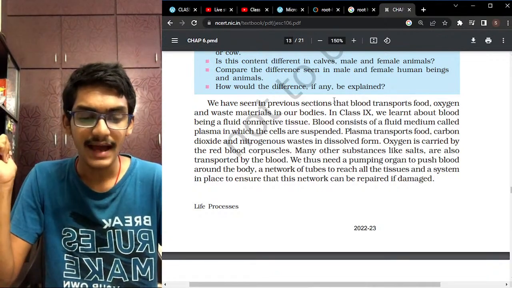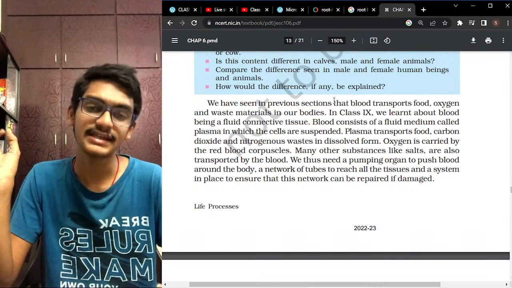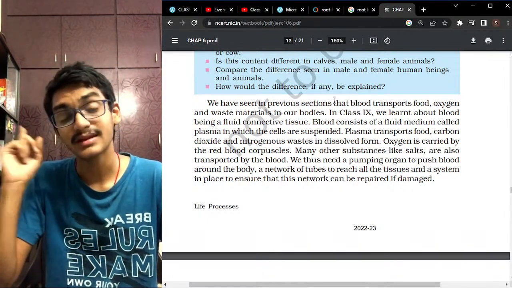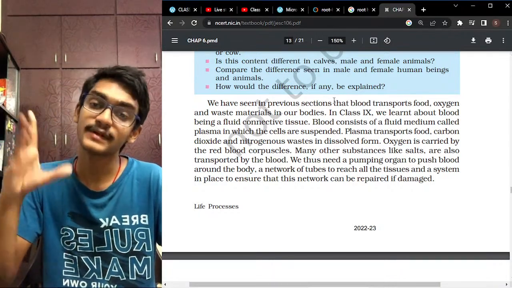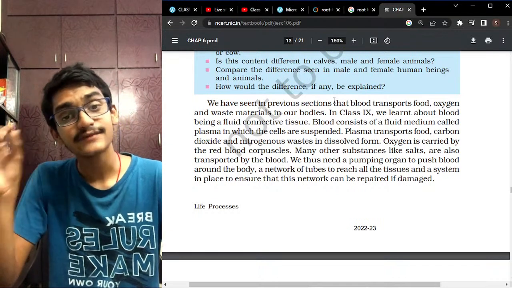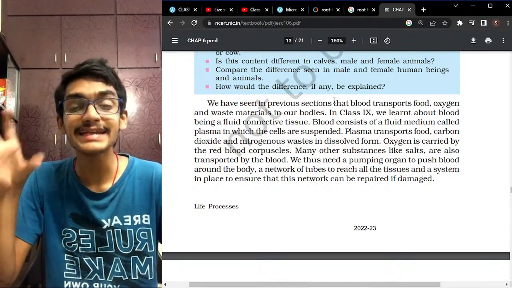The red color of the RBCs is because of the red pigment called hemoglobin, and this hemoglobin is considered to be the respiratory pigment as well. So this is very important. RBCs are also called erythrocytes.